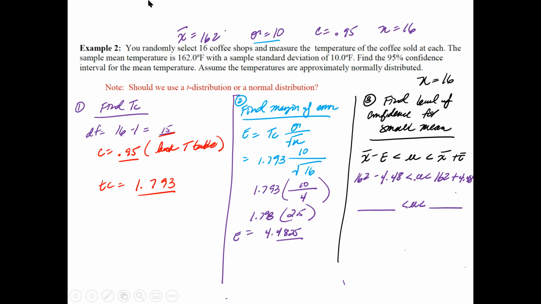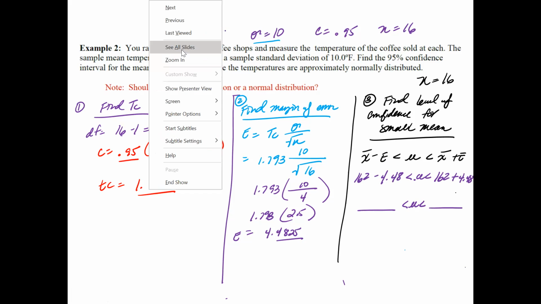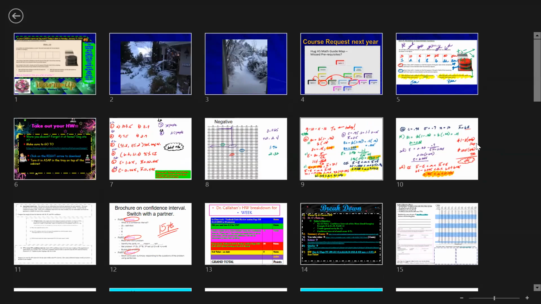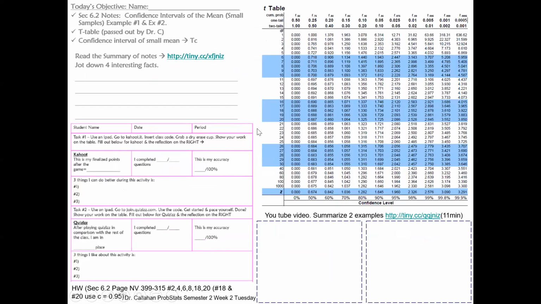All right, you guys, we're going to stop right there. Those are the 2 examples that I want you to work on today. Now that you have completed that, we're going back to the guided notes right here. We have completed examples 1 and 2, and you went over how to access and find your t-tables, which is right here.